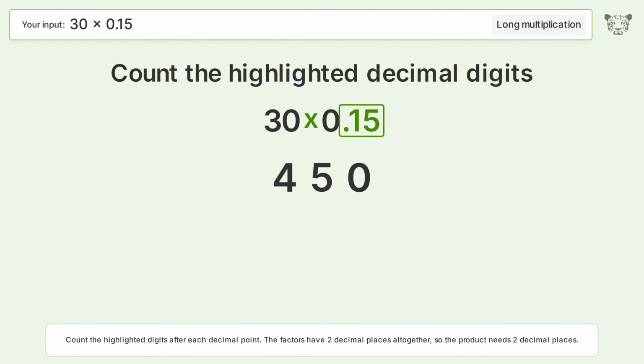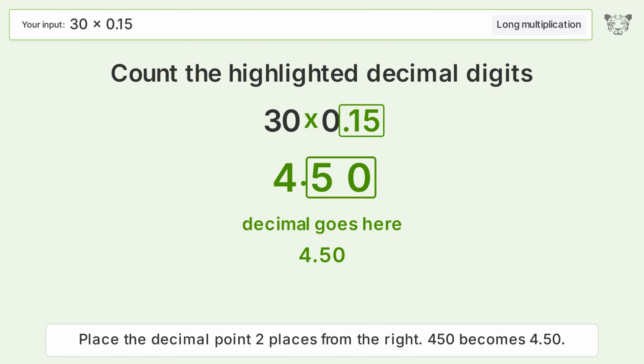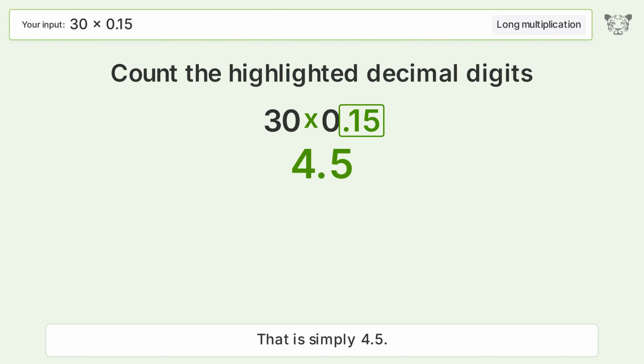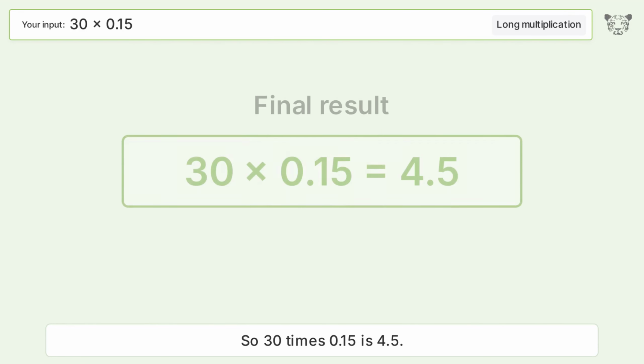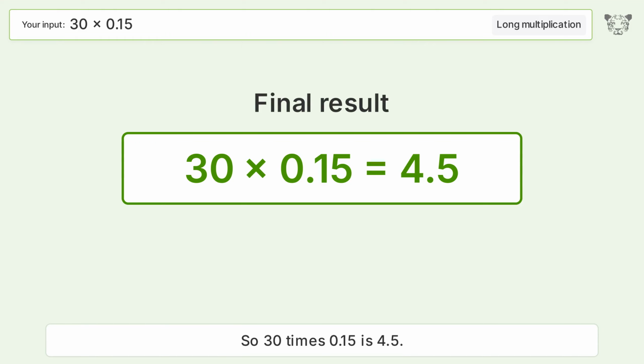Count the highlighted digits after each decimal point. The factors have 2 decimal places altogether, so the product needs 2 decimal places. Place the decimal point 2 places from the right. 450 becomes 4.50. That is simply 4.5. So 30 times 0.15 is 4.5.